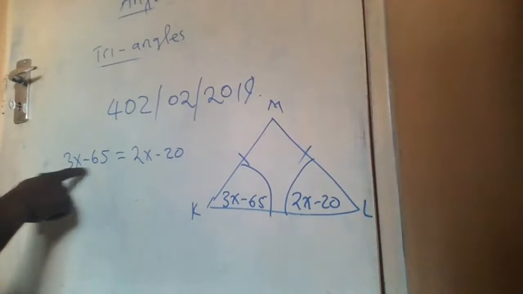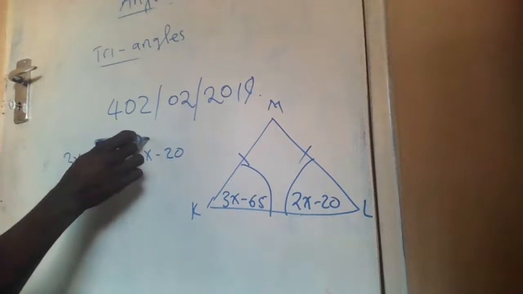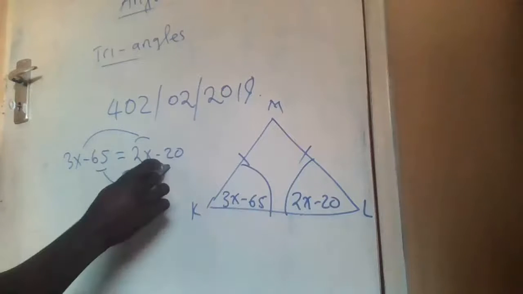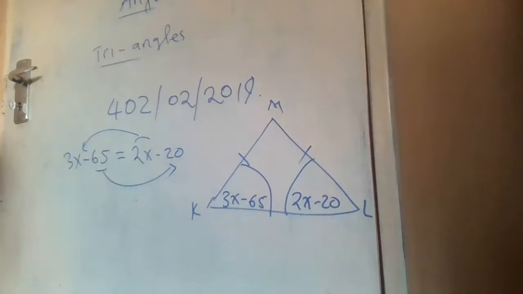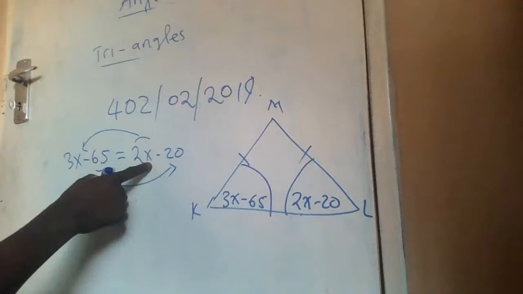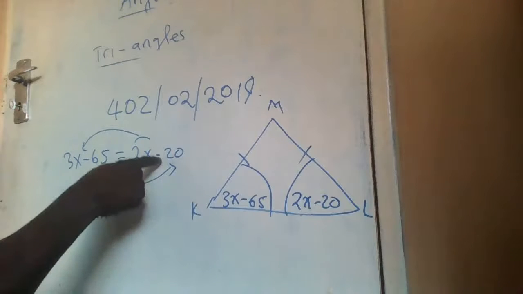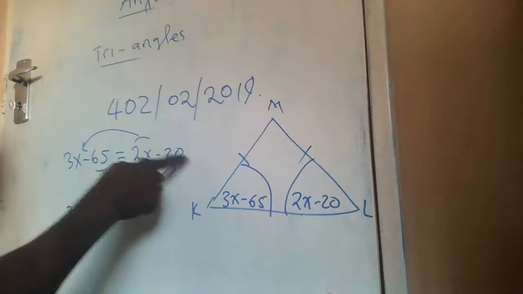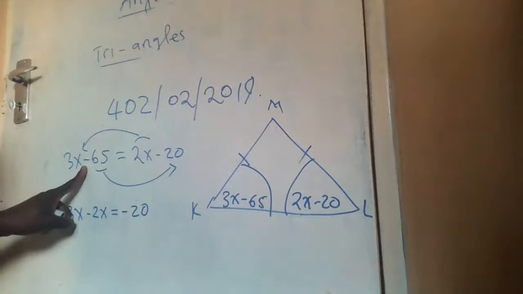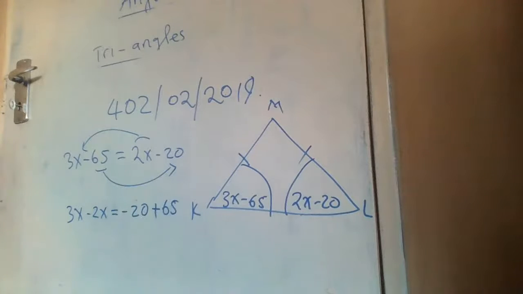Now you see, these guys are like terms, just like these are like terms. So the first thing I will do: get this guy who has x, it comes here, and this guy who doesn't have x goes to the other side. So this goes here, that goes there. We will have 3x minus 2x equal to negative 20, and this guy is negative 65; when it gets here, it becomes positive 65.